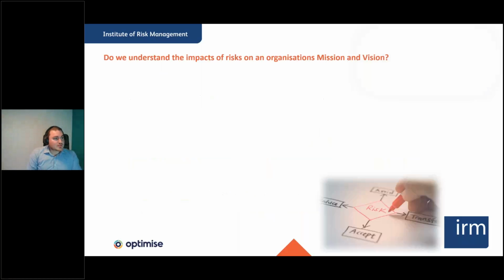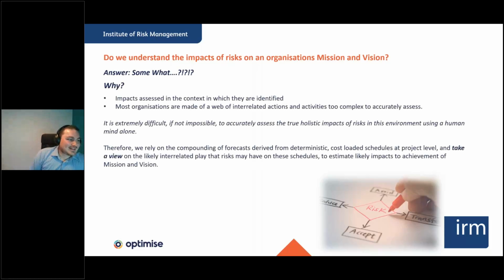Okay, so do we understand the impacts of risks on an organisation's mission and vision? Somewhat. So why is that? I think there's a couple of primary reasons, really. The first is the impacts are often assessed in the context in which they're identified. What I mean by that is, when we identify risks, they're usually at project space. There'll be a really thorough assessment of the risk in project space.